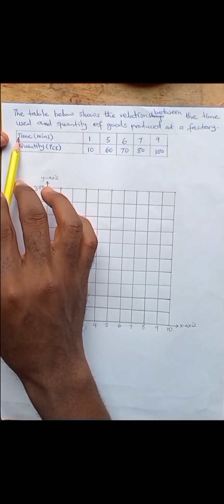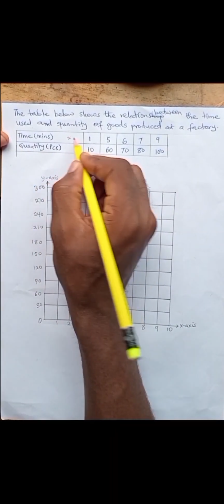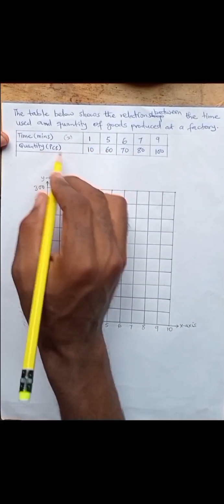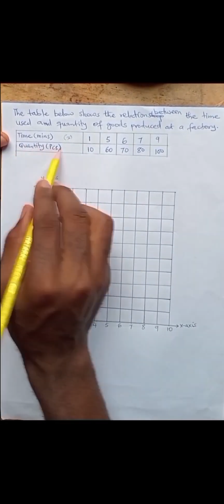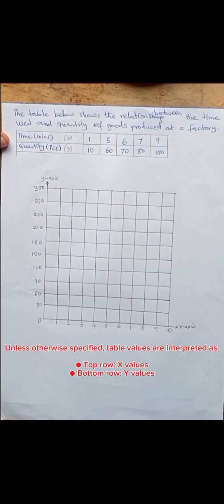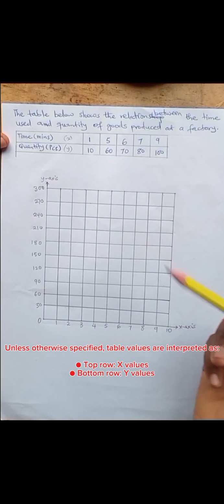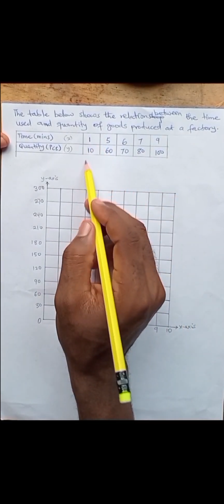If you remember what I said earlier, normally time is taken to be on the x-axis, and the quantity, the one which is this one, is taken to be on the y-axis. So quickly we label our axes as I've already done, and then you can just look from the table without writing out the coordinates and just plot, right? Because this here, you know, it's 1, 10, 5, 60, and so on. So I can just start plotting right from the table without writing out my coordinate points.